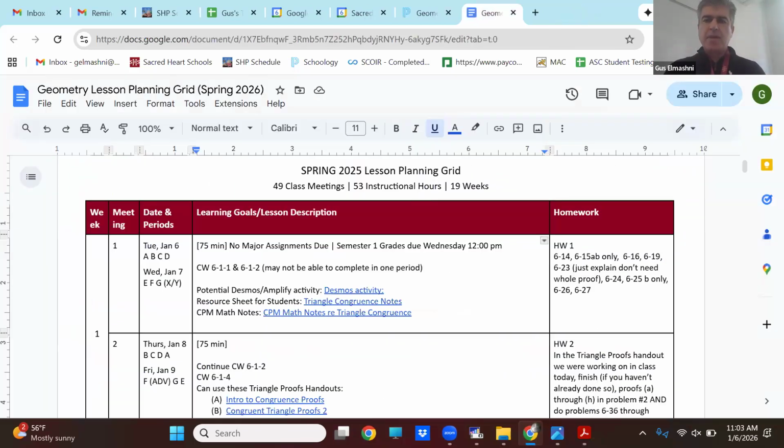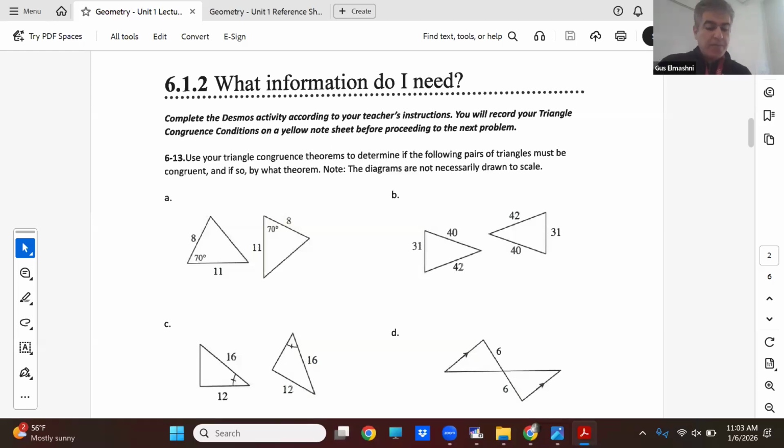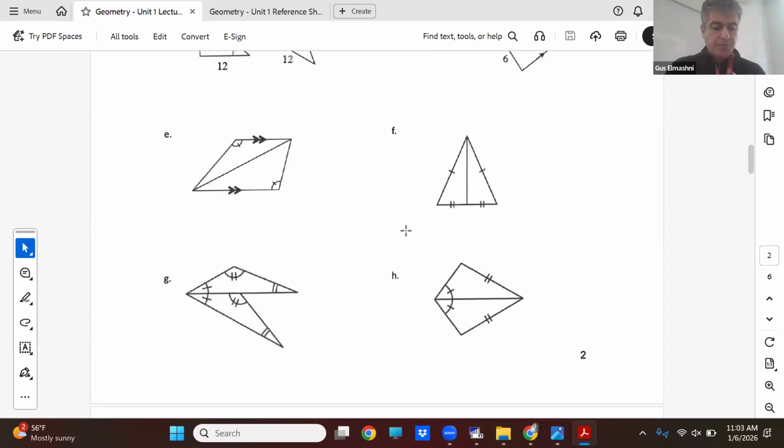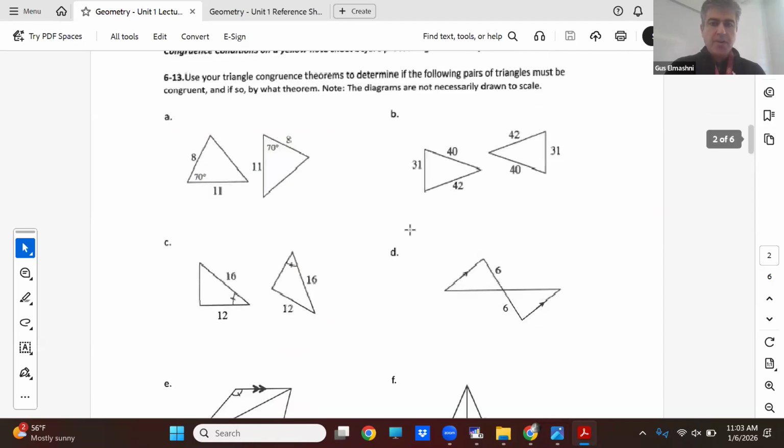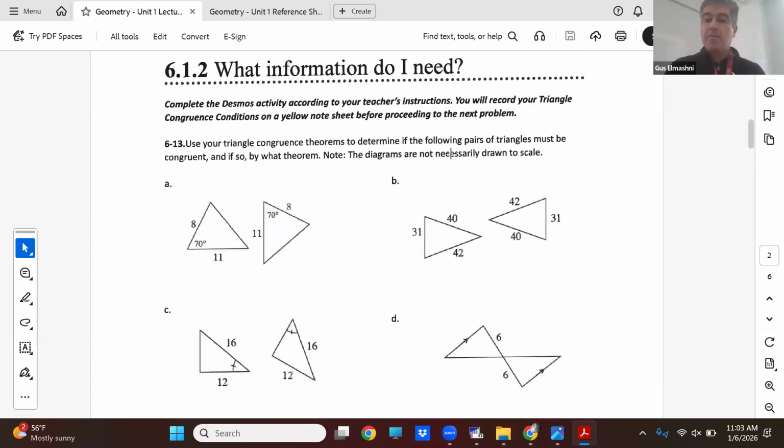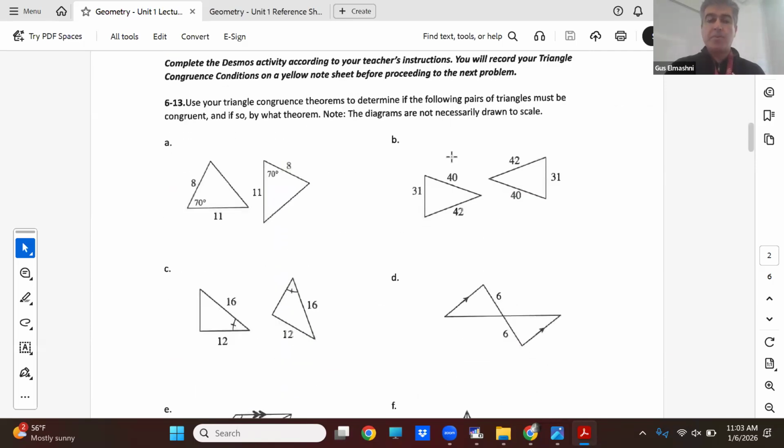Okay, anyway, let's get back to the SSS 2 here. I'll tell you right now, of these 8 examples here, 5 of them are congruent, and 3 are not enough information. So I'm going to have you and your table groups determine which 5 of these pairs are congruent. I'll tell you in a moment. 5 pairs are congruent and 3 pairs are not enough info.